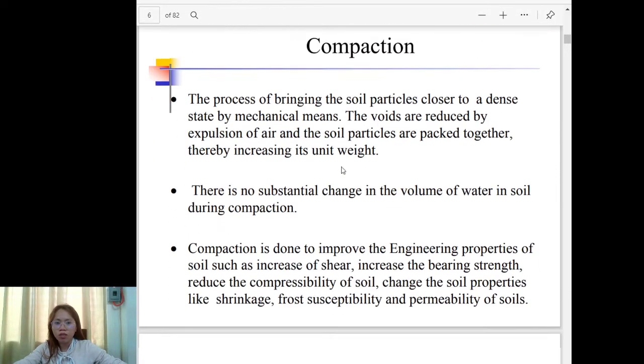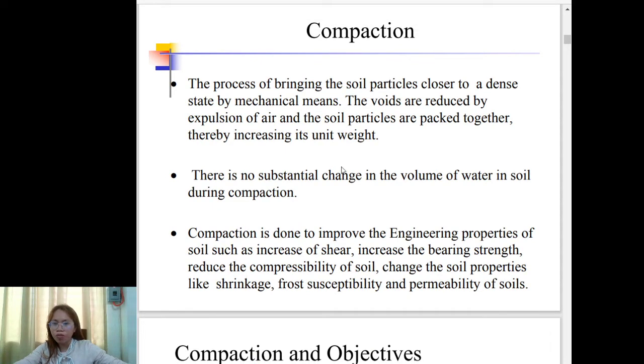So that is compaction. Compaction is the process of bringing the soil particles closer to a dense state by mechanical means. Later on in this discussion, we have different mechanical means of doing compaction, like equipment and vehicles. The voids are reduced by expulsion of air and the soil particles are packed together, thereby increasing its unit weight. So that is why densified or mabugat siya.